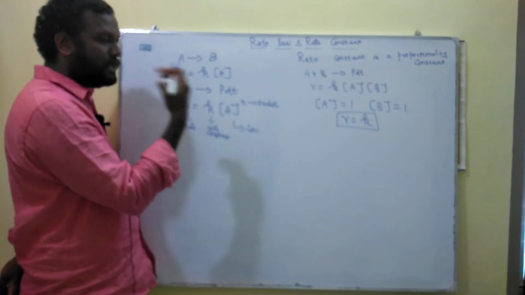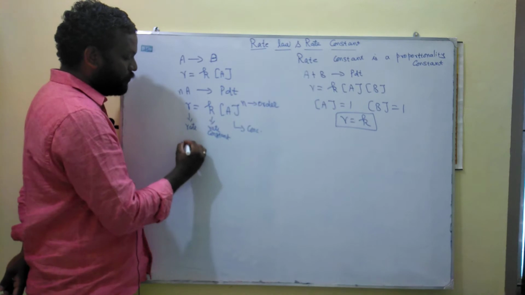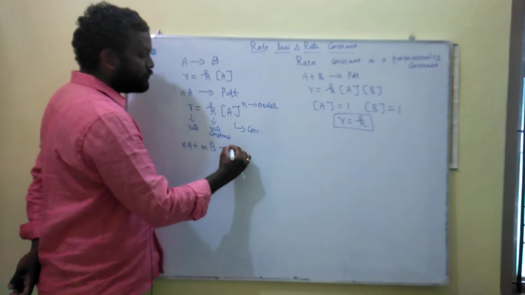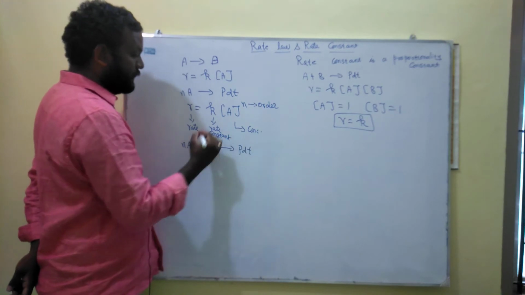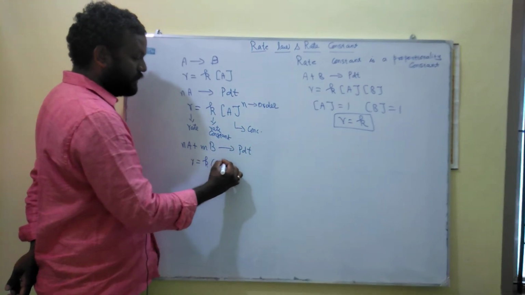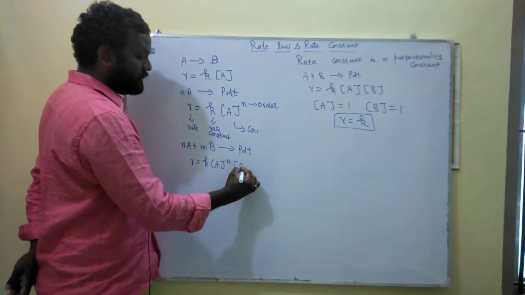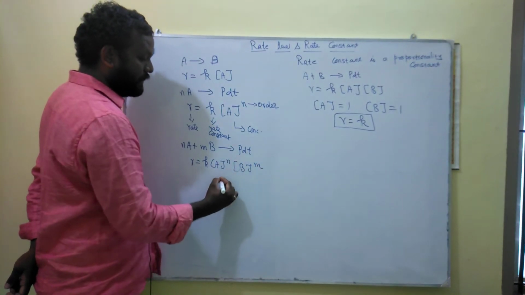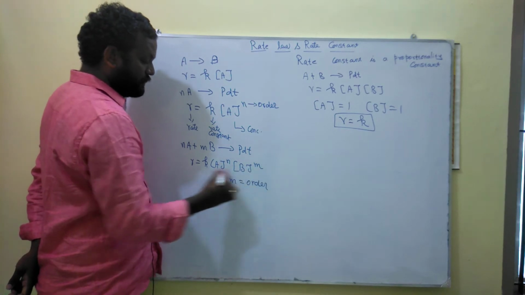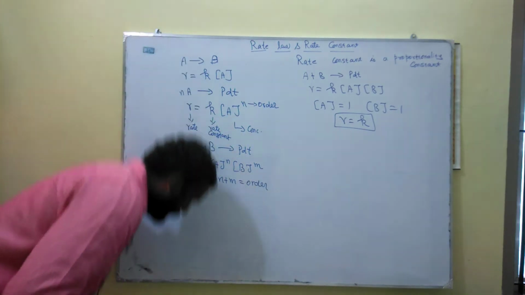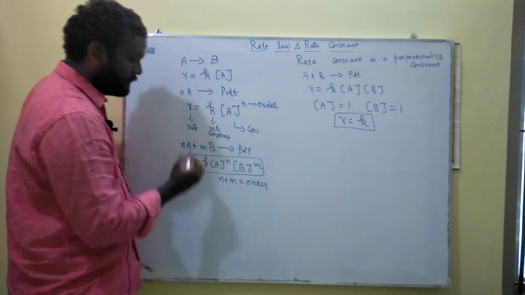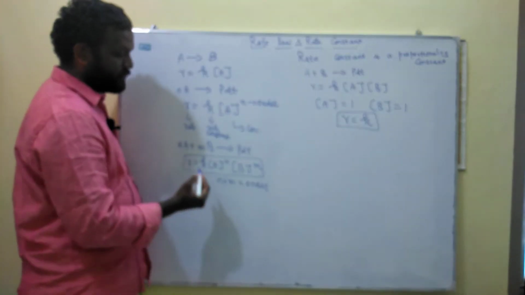Suppose more than one reactant is involved, nA plus mB gives product. You can write the rate law for this reaction as R is equal to K into the concentration of A power n, concentration of B power m. Here n plus m is the order of the reaction. So this is the experimentally derived rate law expression.